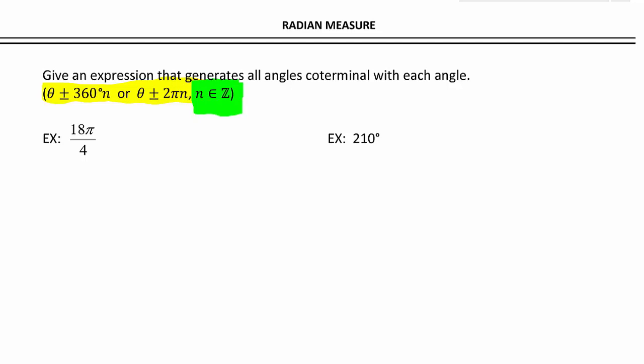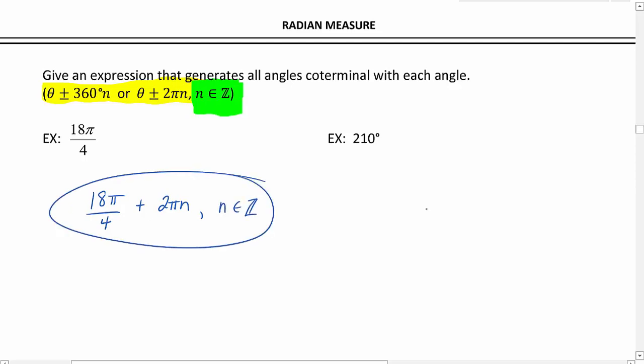So an expression that gives all coterminal angles to 18 pi over 4, we're just going to take 18 pi over 4 plus, since we're in radian, 2 pi n, where n is an integer. And that's it. Don't make it hard. For the next example, because it's degrees, we'll use 360 instead. So 210 degrees plus 360 degrees times n, where n is an integer.